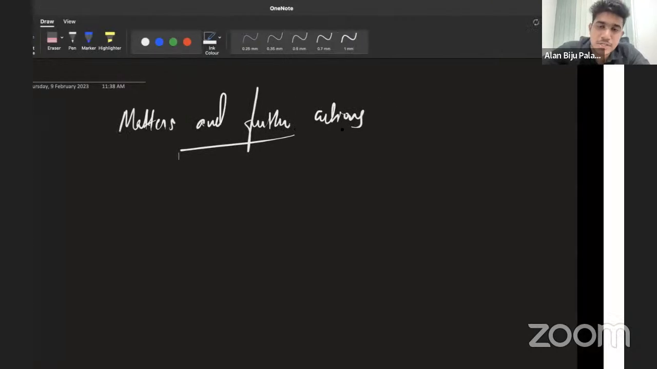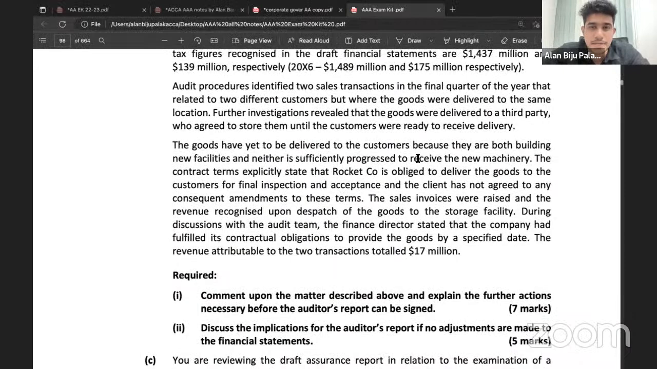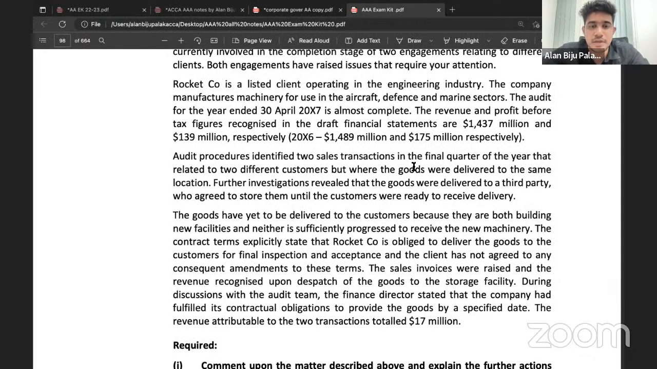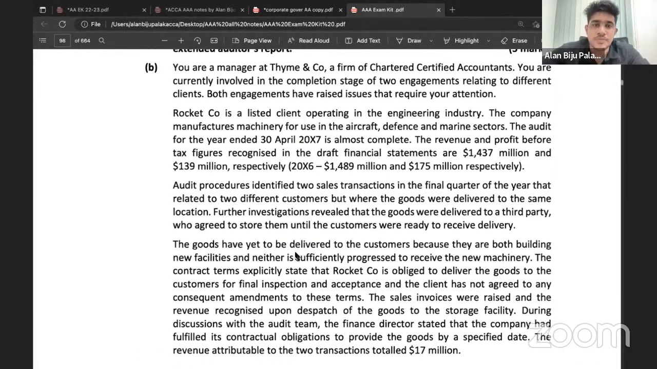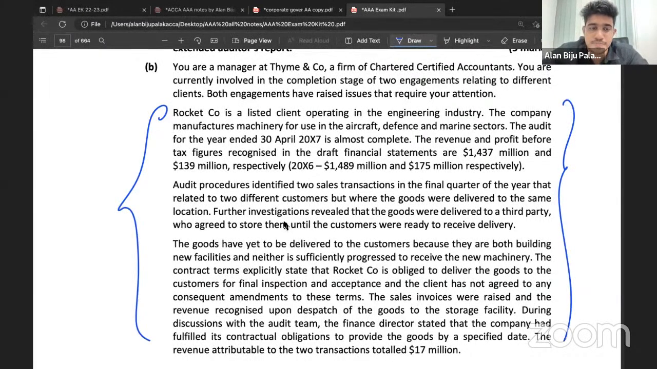One of the best questions in our revision kit relating to matters and further actions is a question relating to Rocket Company, the one we did yesterday. So we'll just quickly brush through the scenario and then have a discussion on the requirement as well. In the scenario, they have told us that we are the auditor responsible for the audit of Rocket Company. Everyone, please do read the scenario very quickly.